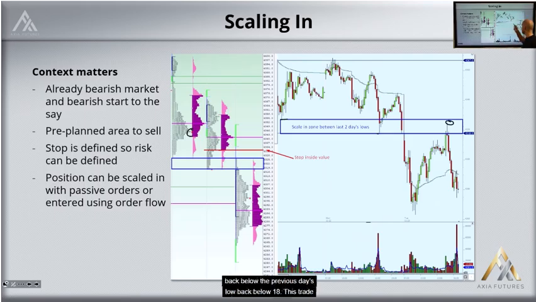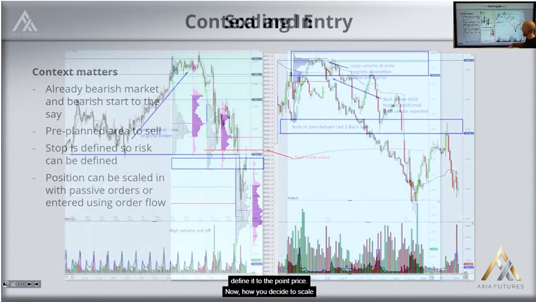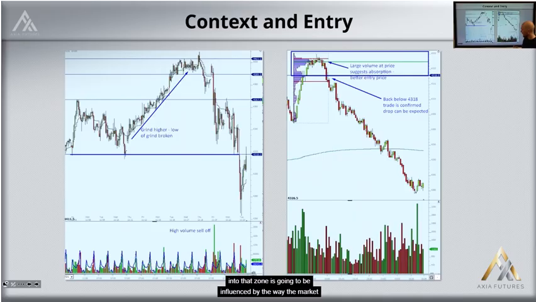And as long as you get back below the previous day's low, back below 18, this trade looks good. And you could be in a situation where you're 6-7 ticks on side on the whole position before you even get back below 18. If you get back below 18, wonderful. You've got at least 6 or 7 ticks in the bag, and now you can look for the rest of the trade. So that's the idea behind a passive trade. It's about defining an area and being willing to sell anywhere within that zone rather than trying to define it to the point price.